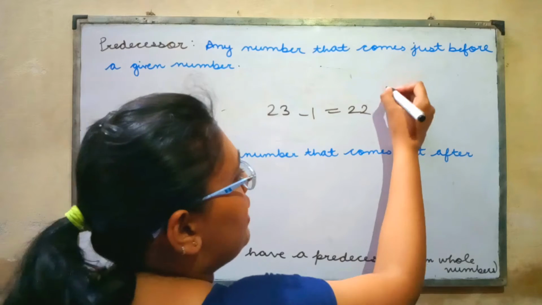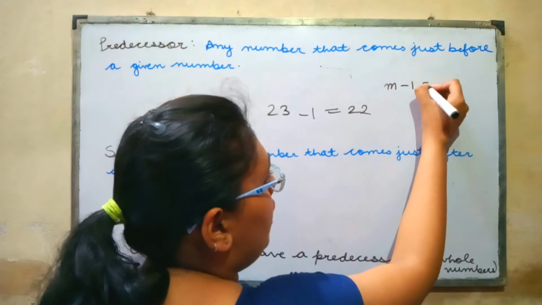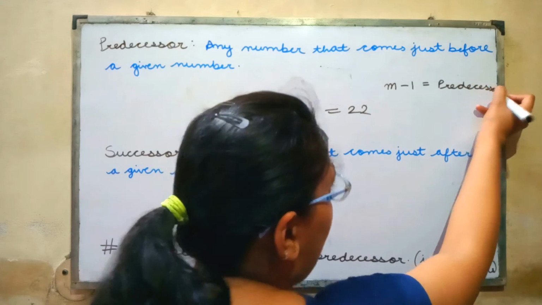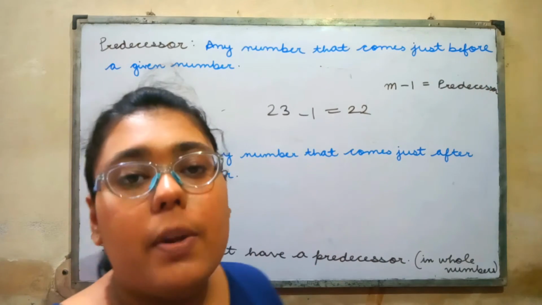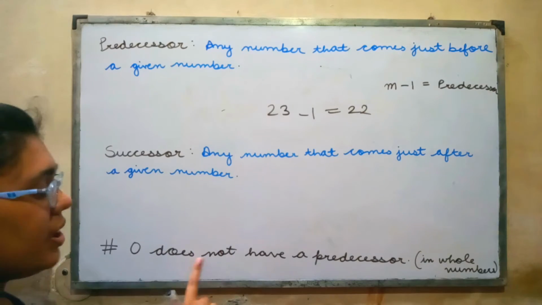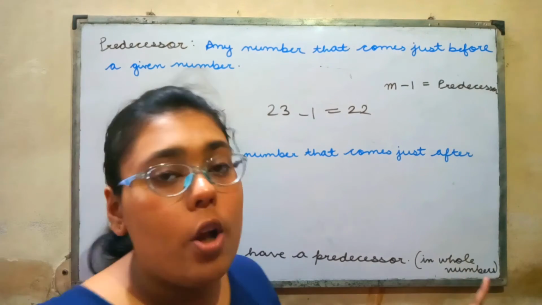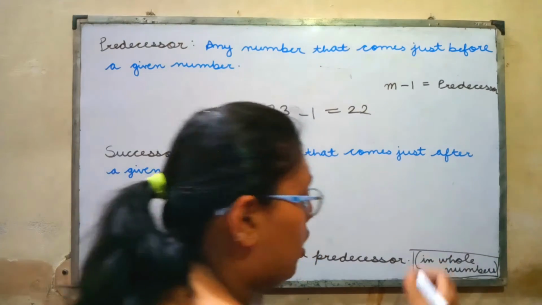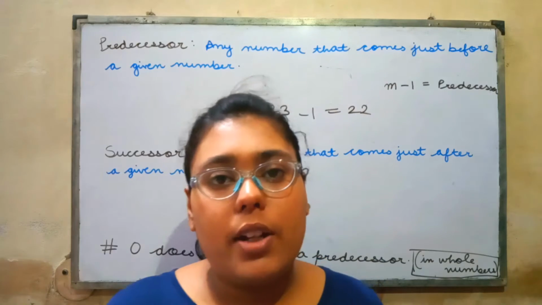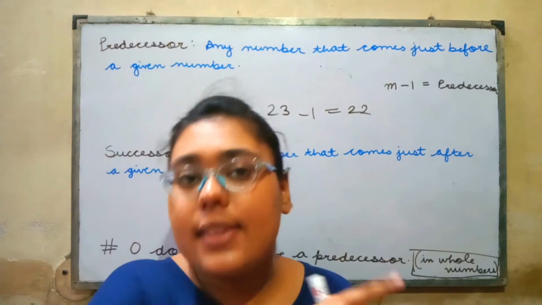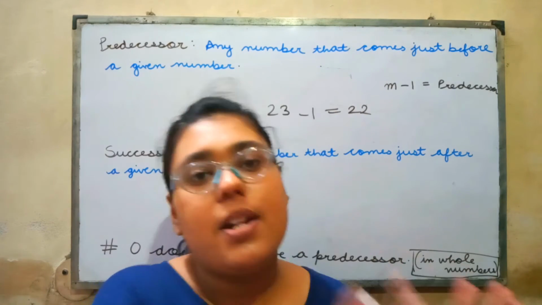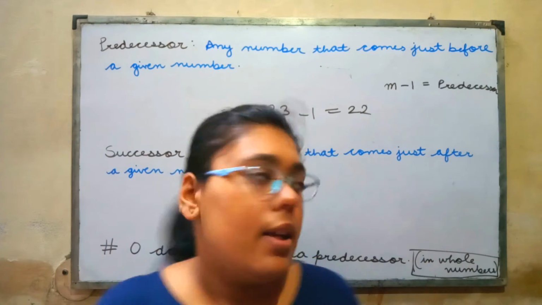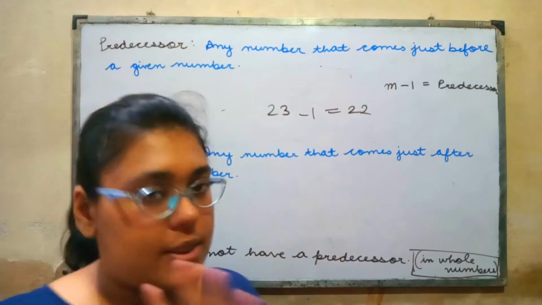So let's suppose there is any number m. m minus 1 is equal to your predecessor. Okay? And one more important point that is to be remembered is that 0 does not have a predecessor in whole number system. Keep this in mind, in whole number system. Of course, we'll study in the upcoming videos different number groups like the integers, in which we'll have a predecessor for 0. But up till now, what we know is that in whole numbers, there is no predecessor to 0.